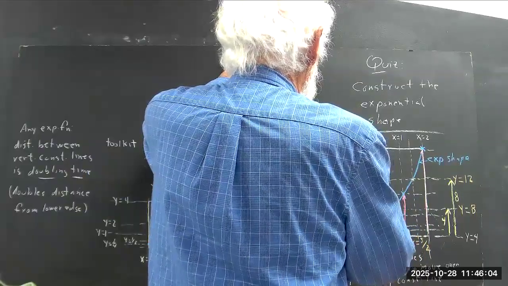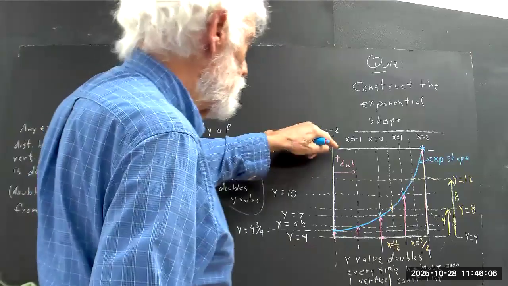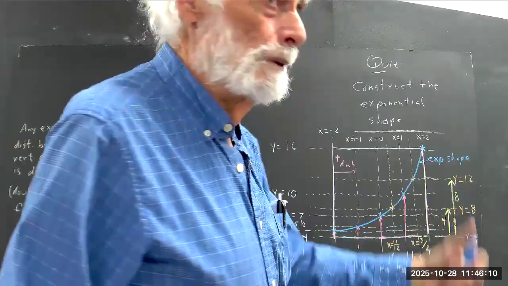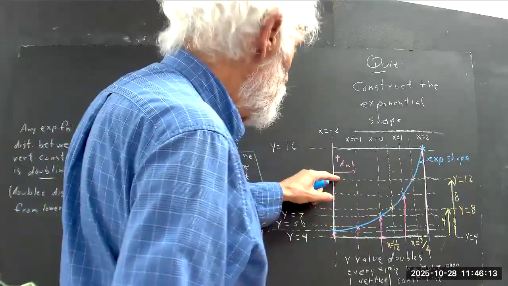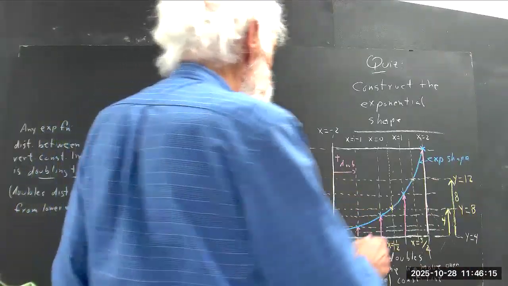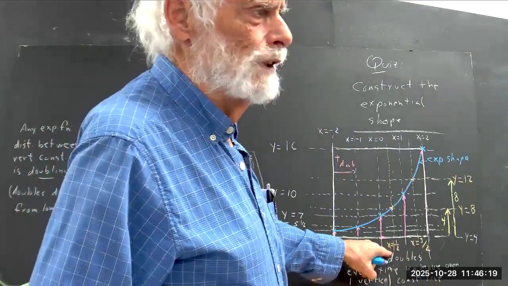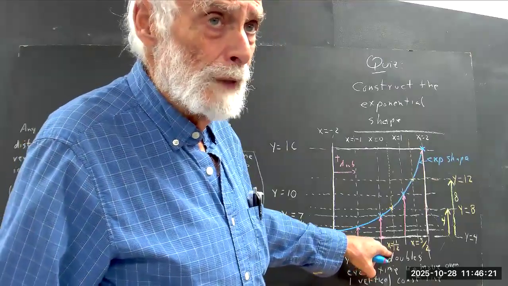Might be a little hard to read. I've got T with a subscript DOUB, T dub, the time it takes to double. Now I'm saying time when we're using X, and X is not the variable we usually use for time.